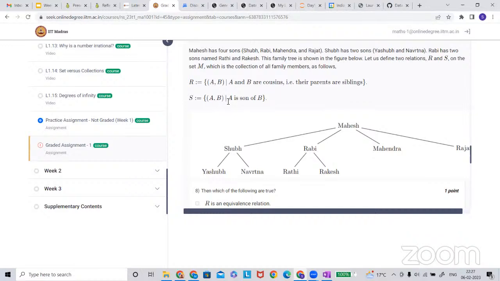For S, A is son of B. So Mahesh, A son of B. Shubh and Mahesh, Rabi and Mahesh, Mahendra and Mahesh. Like that, the elements will come. But they've specified that Shubh, Rabi, Mahendra, and Rajat are sons of Mahesh. How will they be cousins? See, this is the father, and these four are the 4 sons, and among them, 2 sons have these 2 sons.